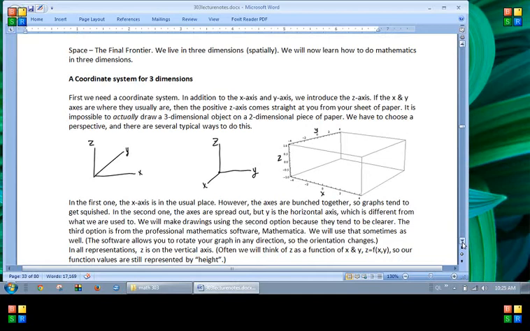So in the first case, the x-axis is in the usual place. The z-axis becomes our vertical axis. And then the y, based on that, goes where it has to go. So it's good for some of those reasons, but it's bad because the axes are bunched together, at least in terms of the positive axes. So graphs tend to get squished together, and it becomes kind of hard to see what's going on. So we tend not to use that particular representation.